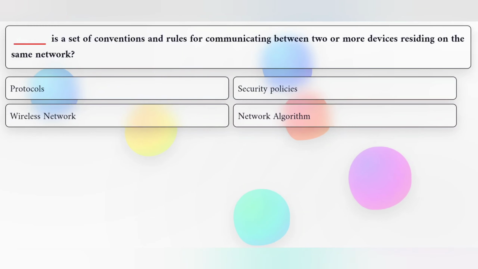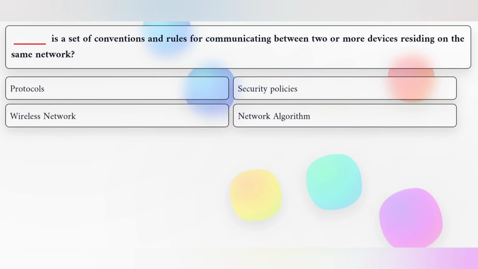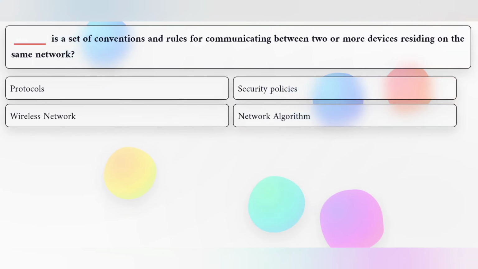Blank is a set of conventions and rules for communicating between two or more devices residing on the same network. Protocols, security policies, wireless network, network algorithm.